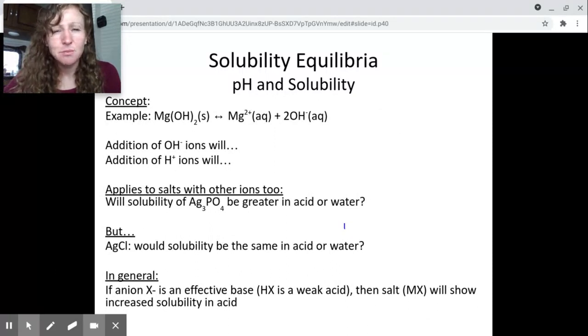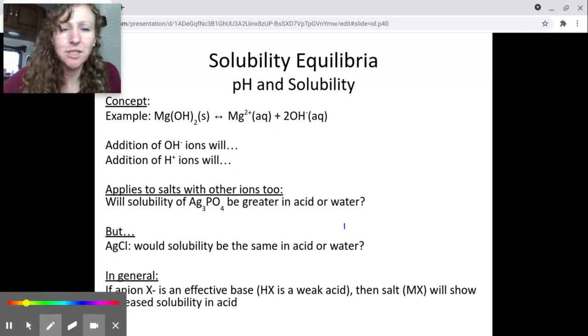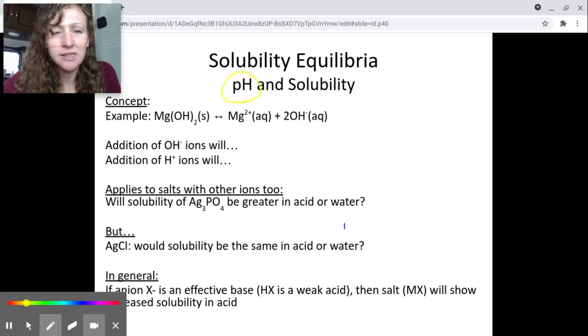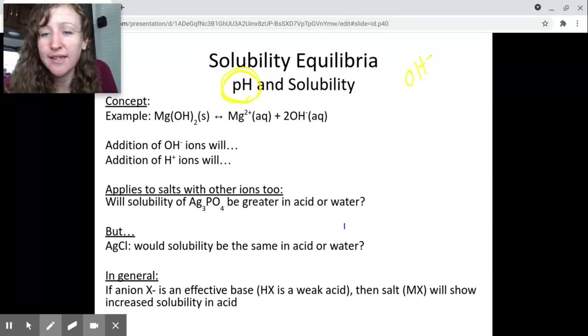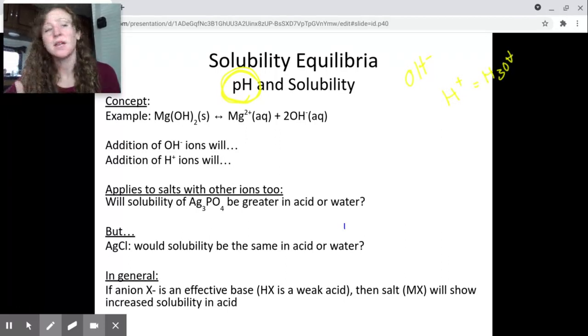Ions of acids and bases can act in the same way. So when we look at dissolving a salt in an acidic or basic solution, those ions of a base, which is hydroxide, or ions of an acid, which is the hydrogen ion or the hydronium ion, are going to act in the same way. Now, you don't have to do these calculations, but you do have to predict if it would be more or less soluble based on Le Chatelier's principle.